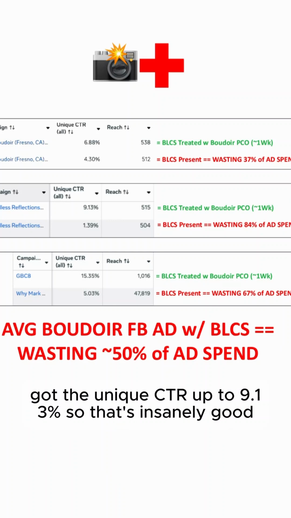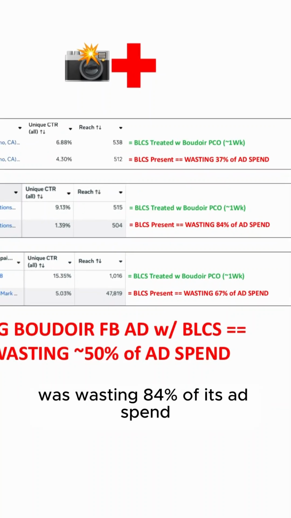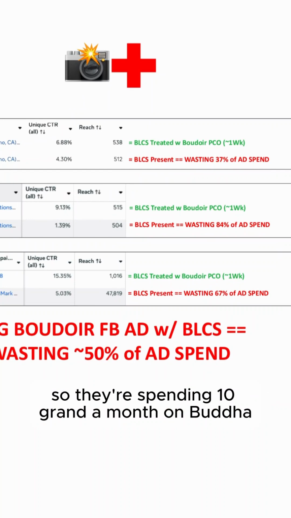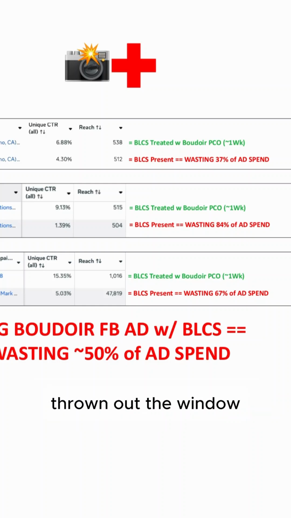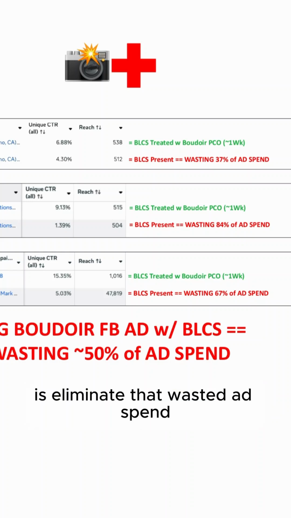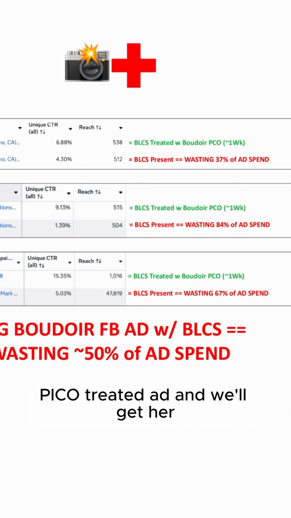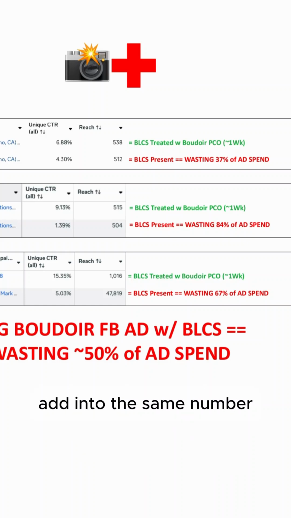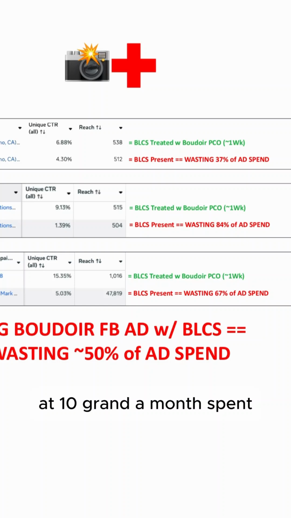So that's insanely good. We found out the original was wasting 84% of its ad spend. So if they're spending 10 grand a month on Boudoir Facebook ads, literally $8,400 a month being wasted, thrown out the window. So what we can do now with this Boudoir Pico treated ad is eliminate that wasted ad spend, only spend the difference, $1,600 a month on the Boudoir Pico treated ad, and we'll get our ad into the same number of women's brains as the original at 10 grand a month spend.